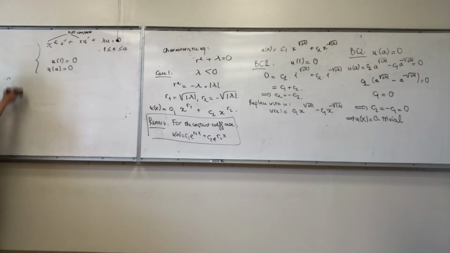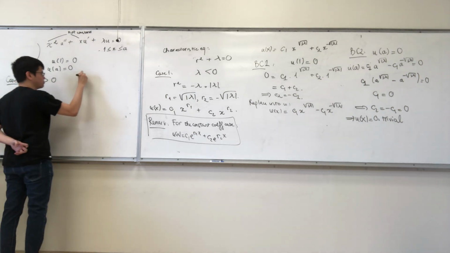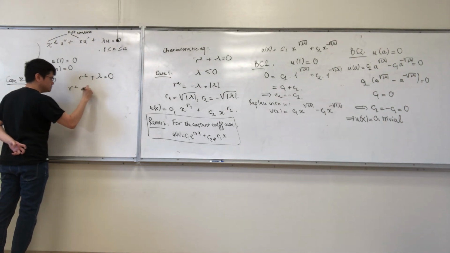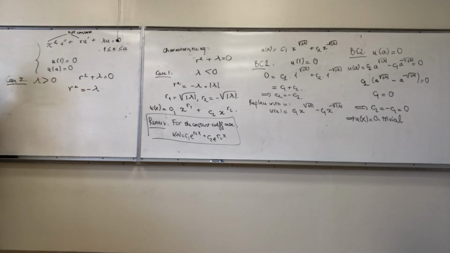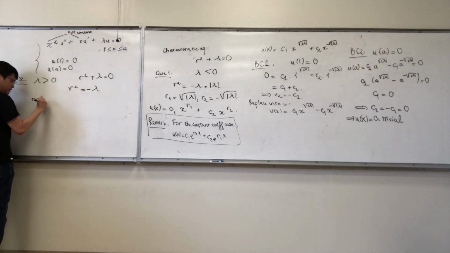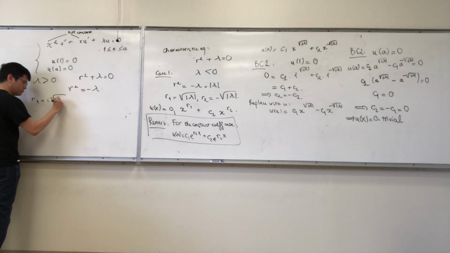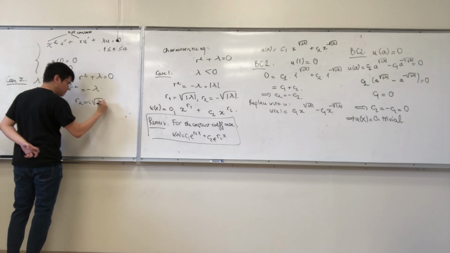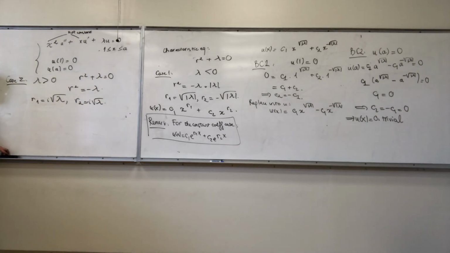So let us try to do case 3. Lambda is positive, right? You have r squared plus lambda equals 0, which means that r squared is minus lambda, which means that r1 is i square root of lambda, and r2 will be minus i square root of lambda. Wait, so why are we doing lambda equals 0 in this case too?